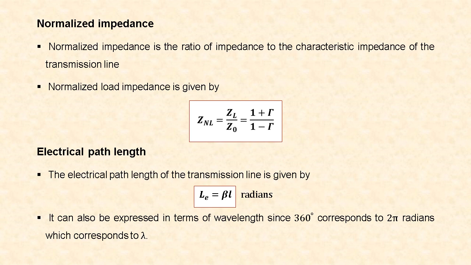Next, electrical path length. The electrical path length of the transmission line is given by the formula θ = βL radians. This can also be expressed in terms of wavelength, since 360 degrees corresponds to 2π radians, which corresponds to λ, that is the wavelength of the line.